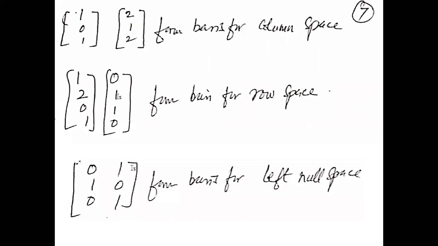And how to find the basis for the column space, row space, left null space. This we had done in question number 7. So follow the same process and you will be able to get the column space, row space and left null space. So this I will leave to you. You can follow one of the parts from question 7 to get the answer.